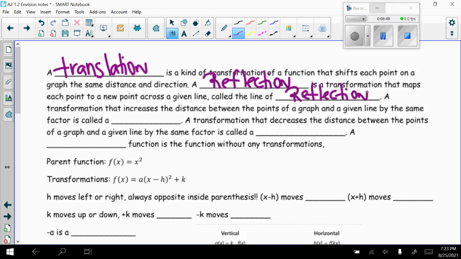A transformation that increases the distance between the points of a graph and a given line by the same factor is called a stretch. A transformation that decreases the distance between the points of a graph and the given line by the same factor is called a compression. And then a parent function is the function without any transformations.